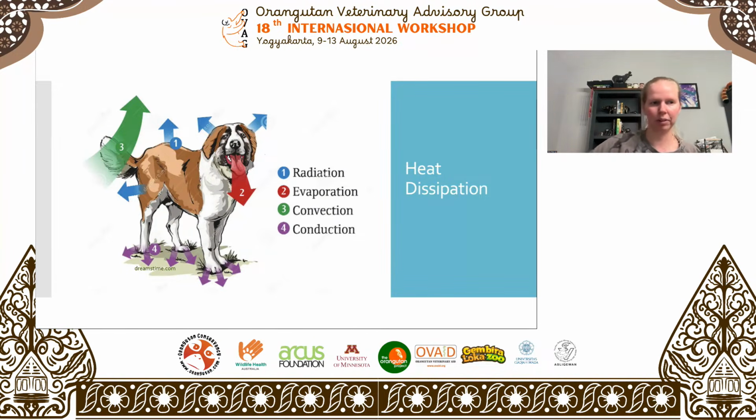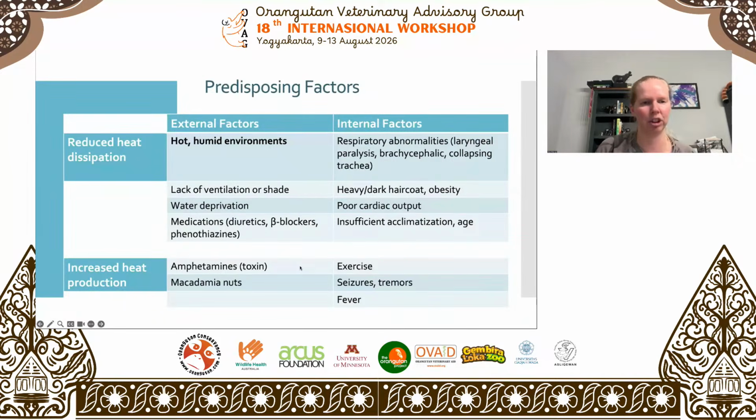Convection would be like getting airflow by you from a fan or something, and you're sweating, and so the sweat molecules help take the heat dissipation off through the airflow that comes by. And then conduction is truly just touching an object. When you touch a cold metal table, that is because the metal table is pulling warmth from you, and that's why it feels cold. So those are the 4 different ways we can get rid of heat that we want to keep in mind if we have a patient that is coming in with heat stroke.